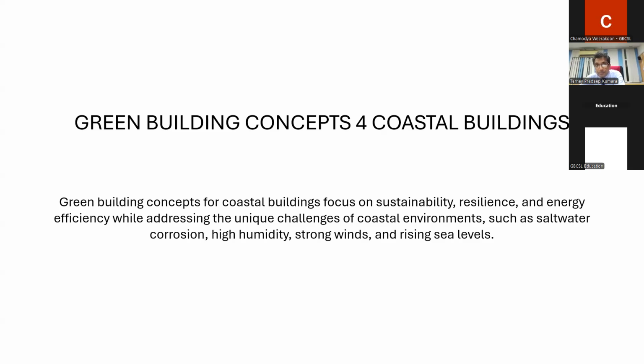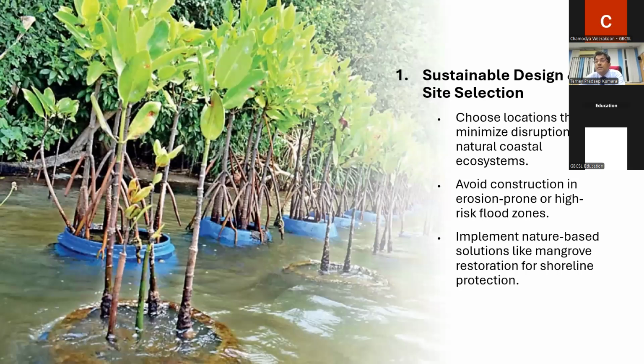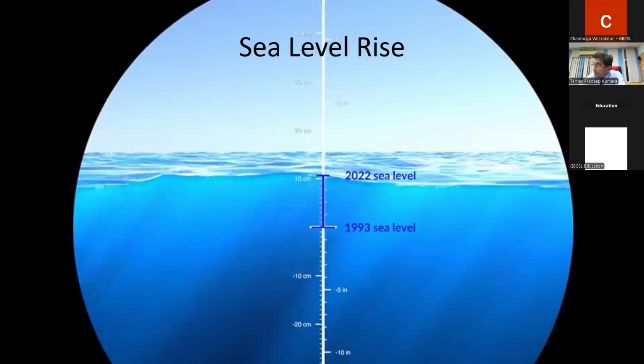And coastal hazards like storms, tsunami, everything, and rising sea levels. So in coastal green buildings, we have to consider everything I just mentioned, right? For example, here, sustainable design and site selection. When you select a site for coastal construction, for a coastal green building, you have to be very careful, right? Especially because of sea level.